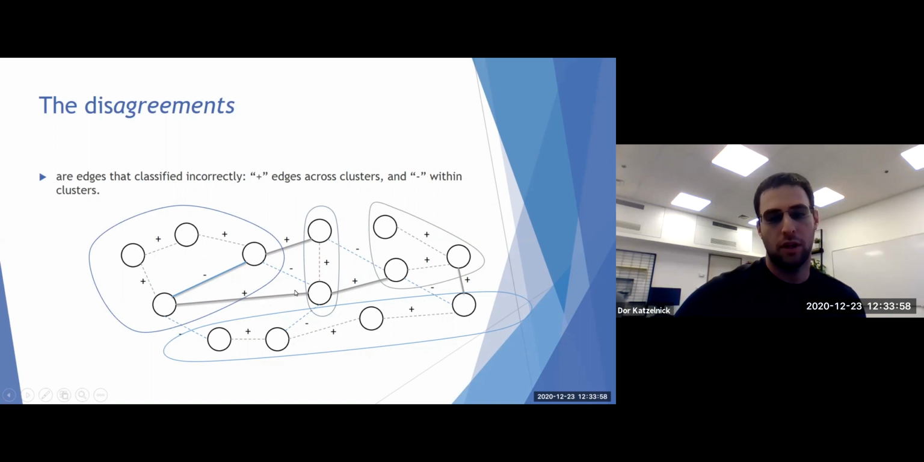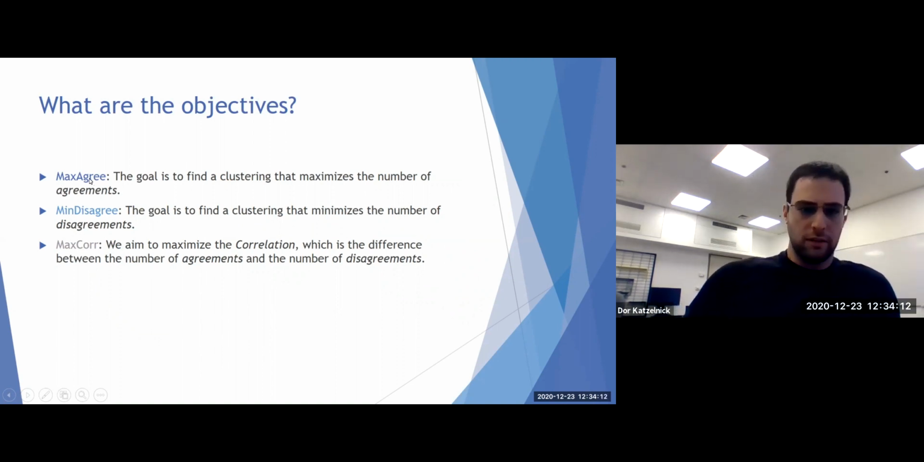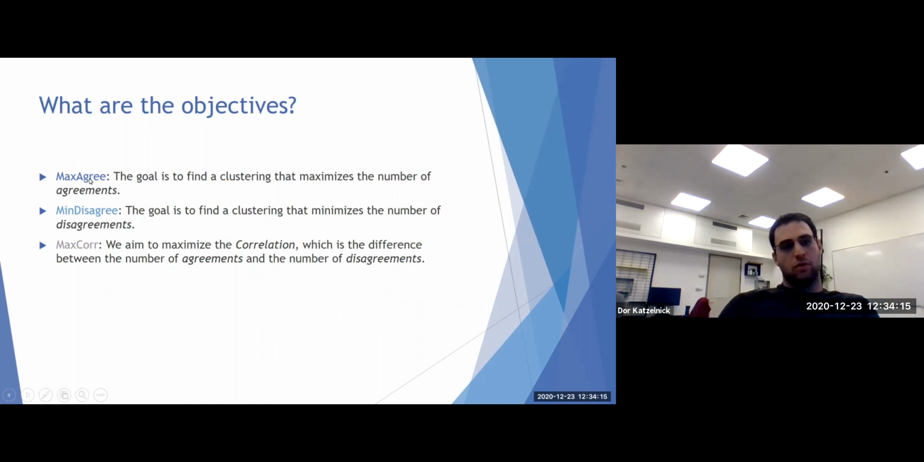Okay, so this is the model. And now with the agreements and the disagreements, we can define the following objectives. The first objective is called max agree. It's very basic. We just want to find a clustering that maximizes the number of agreements. These are the edges that are classified correctly. The second objective is called min disagree. Here the goal is to find a clustering that minimizes the number of disagreements. We want to have the least number of disagreements in the clustering.